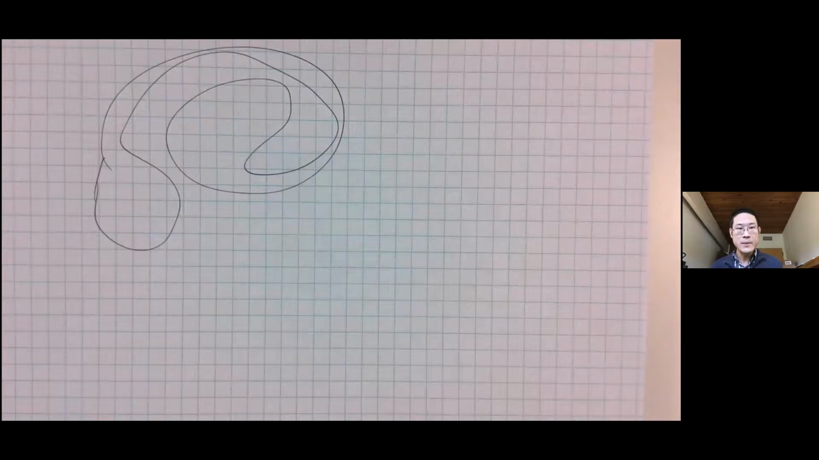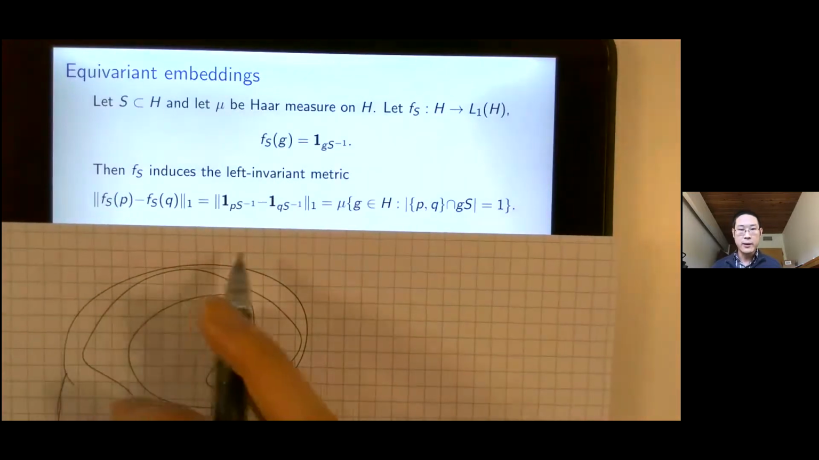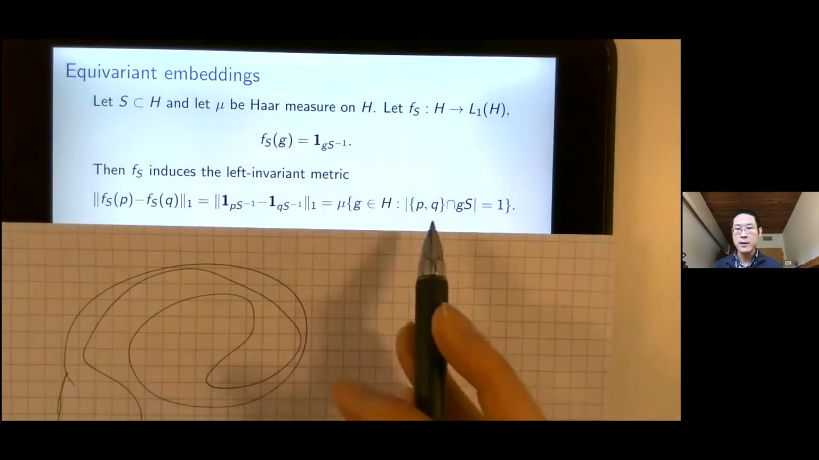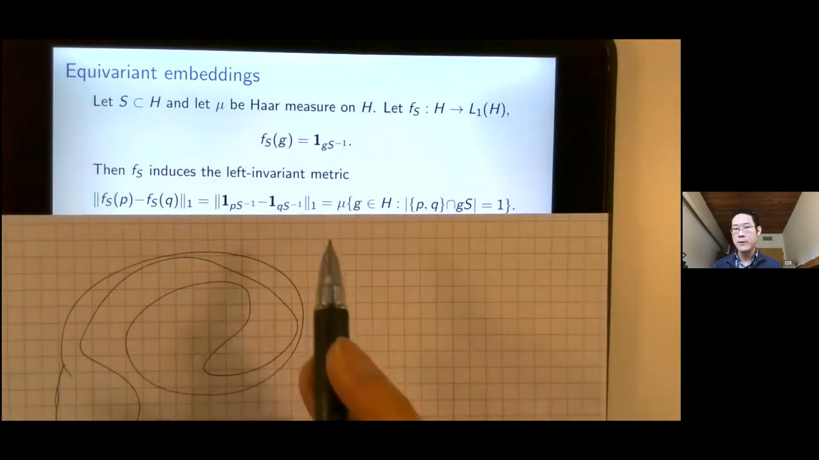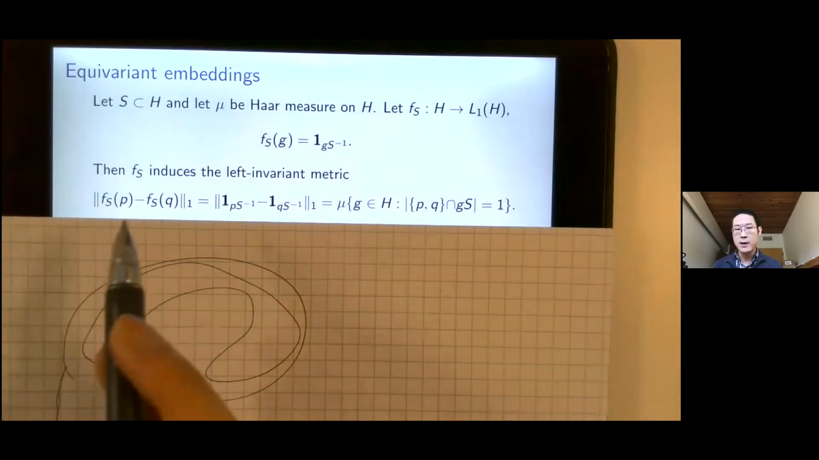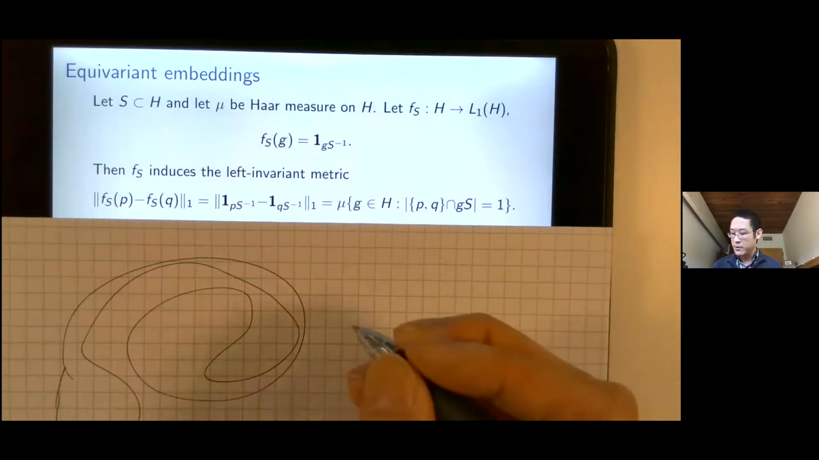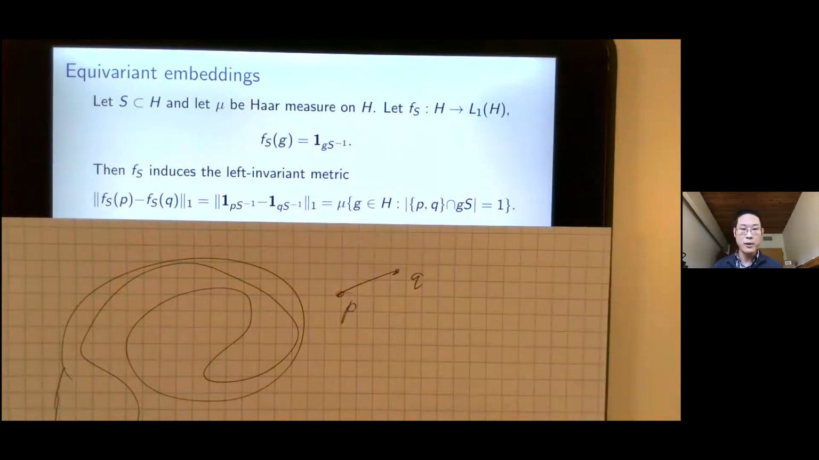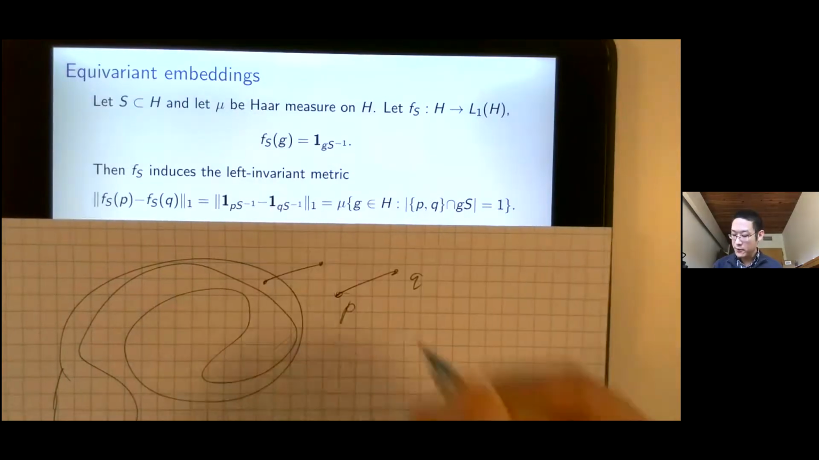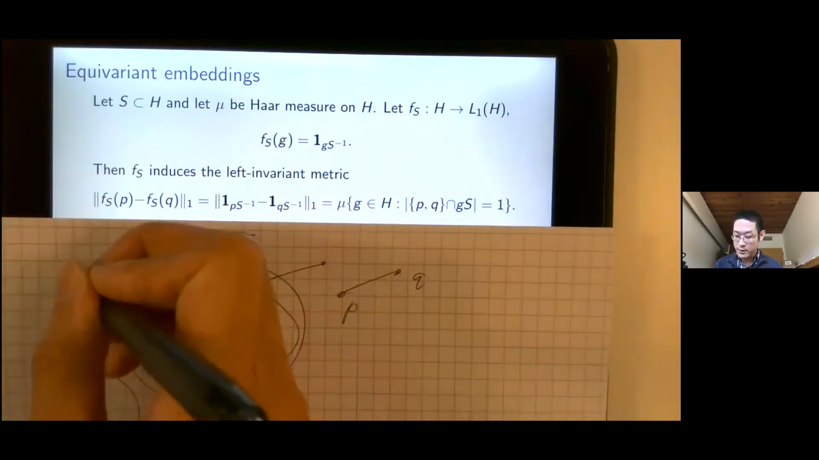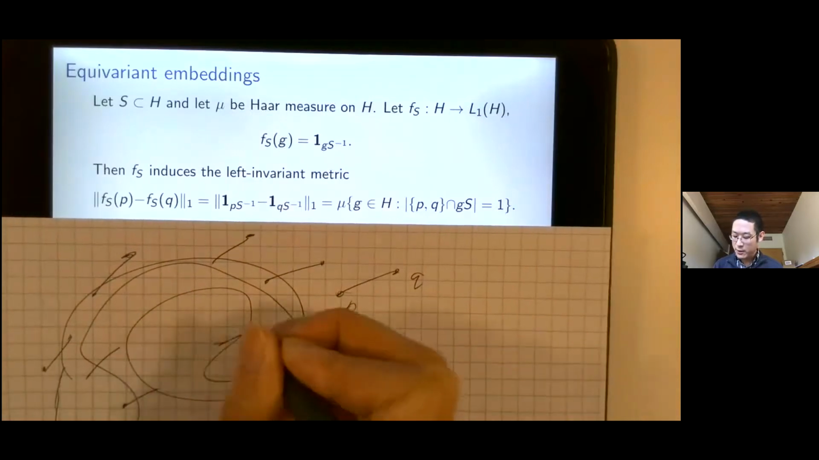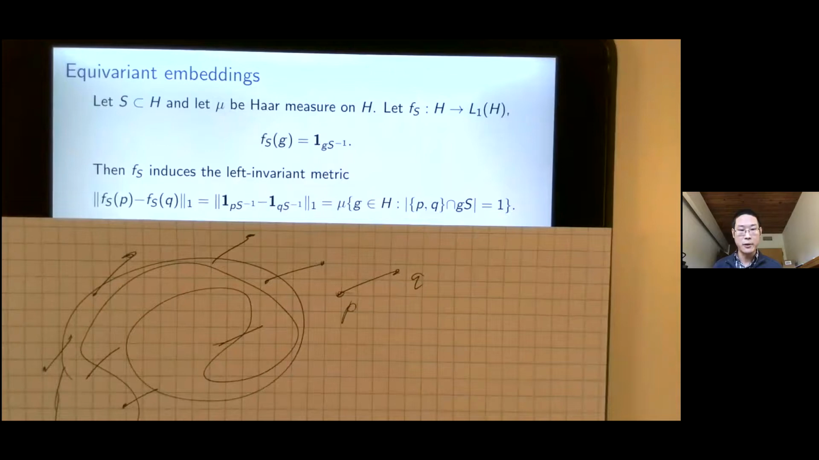because I wrote that the distance between f of p and f of q is the measure of the set of translates of the set that contain one but not the other. But you can turn that around. You can also say that the distance between f of p and f of q is the number of translates of the segment between p and q that cross from inside the set to outside the set. So if we have a more complicated set, there are going to be more translates that cross the boundary of that set.